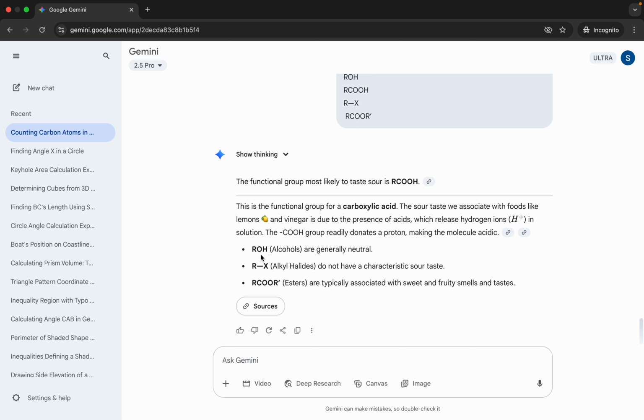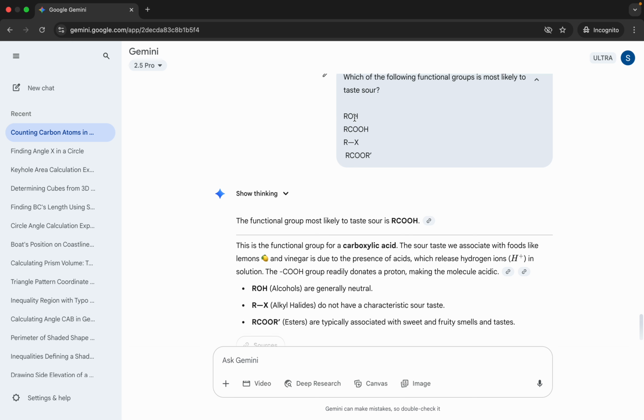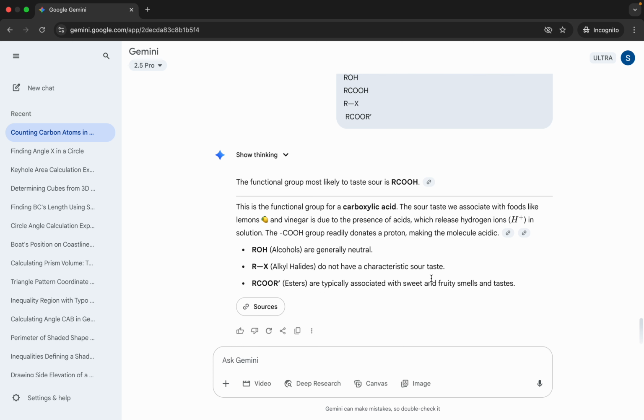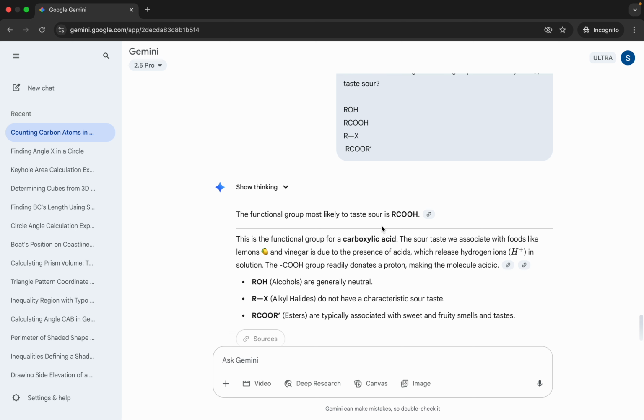The first option, ROH, is an alcohol, generally neutral. RX is an alkyl halide, so it does not have the characteristics of a sour taste. RCOOR' are typically associated with sweet and fruity smells and tastes. So here the answer is RCOOH.